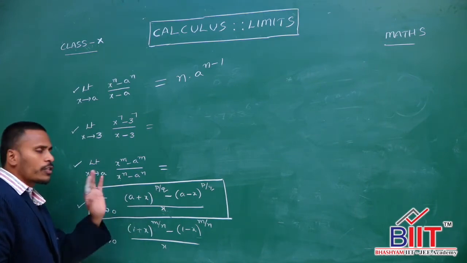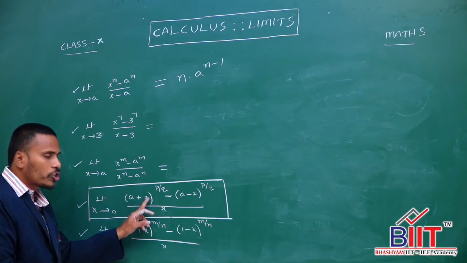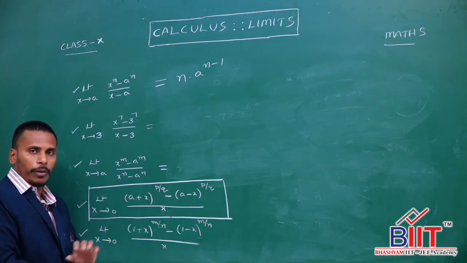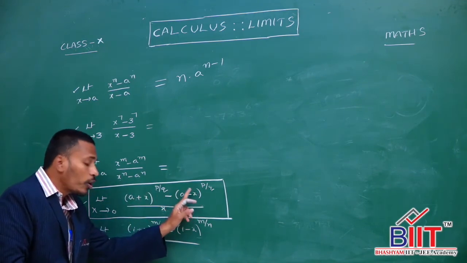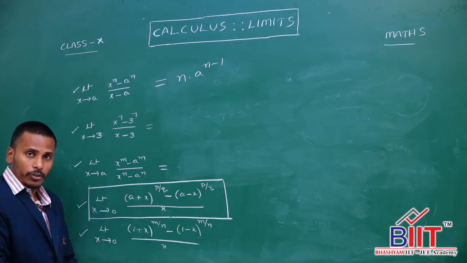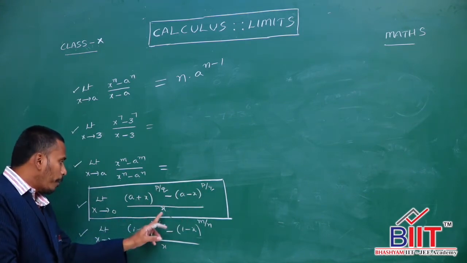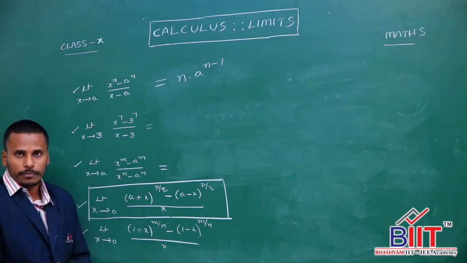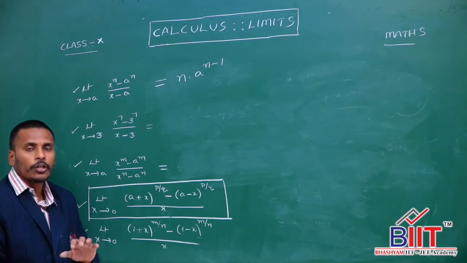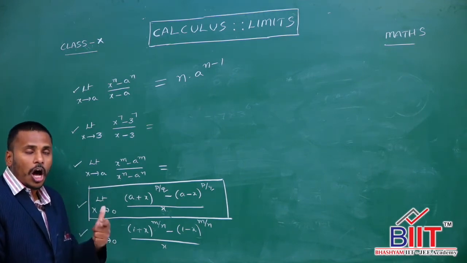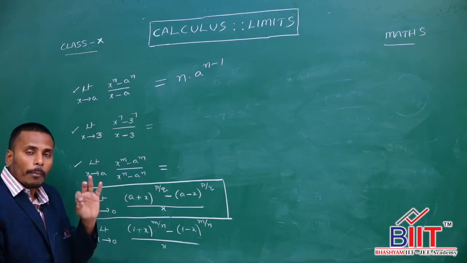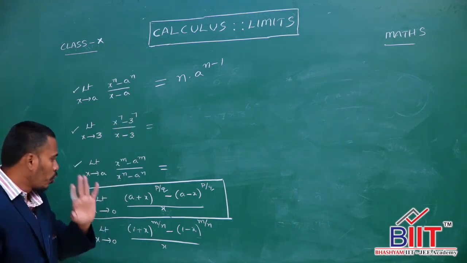Again, if you replace x with 0, a plus 0 is a to the power p by q. A minus 0 is a to the power p by q. So, the difference is 0 by 0, which is indeterminate. To avoid this, use L'Hospital rule or use a standard limit. But now I am going with L'Hospital rule only.